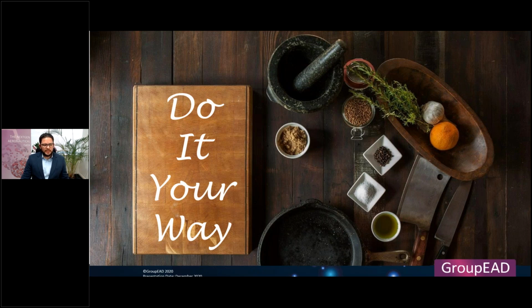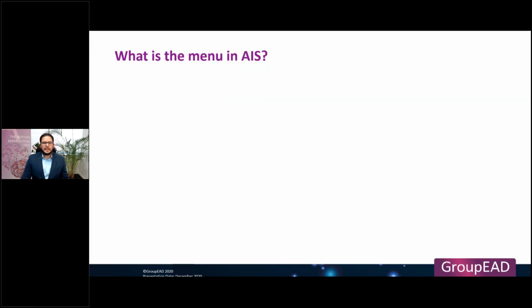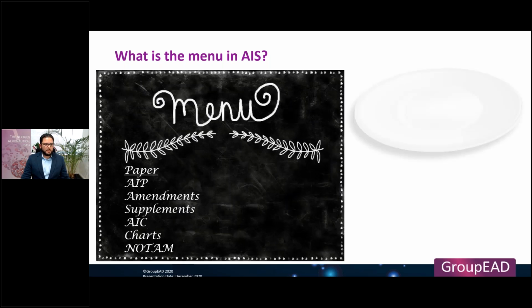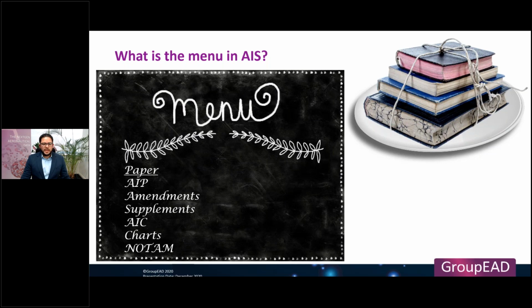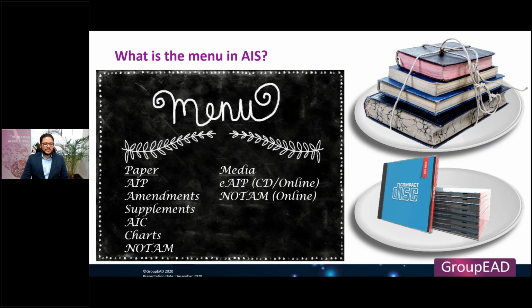And this brings me to a question. If we see AIS as a restaurant, what has been the menu that we have been offering? What is the menu that we're offering to our users? In AIS, AIM, for decades, we have been providing the same dishes in our menu. For instance, we have the paper AIP, the amendments, the supplements, and more recently some other formats like the electronic AIP, both on CD or online, when we make it available on our web. That has been our menu for years.